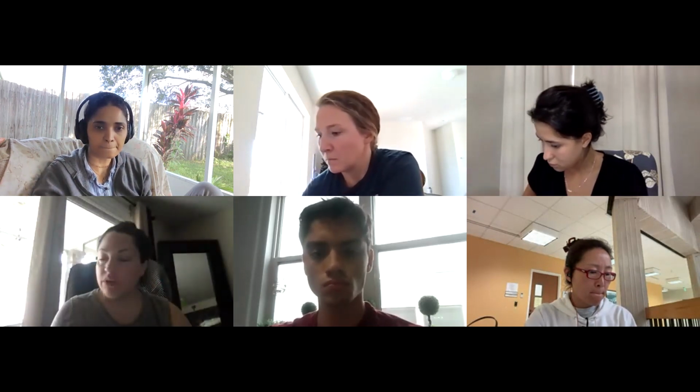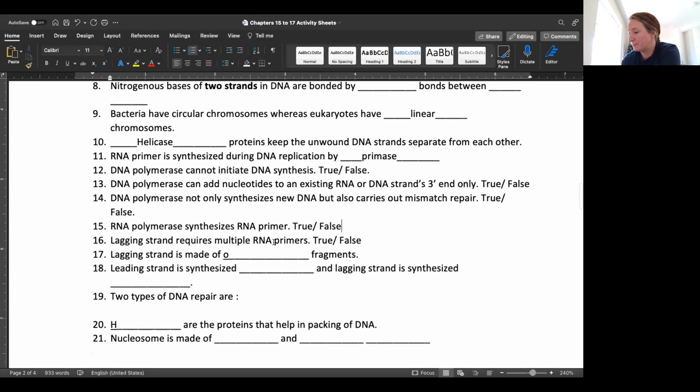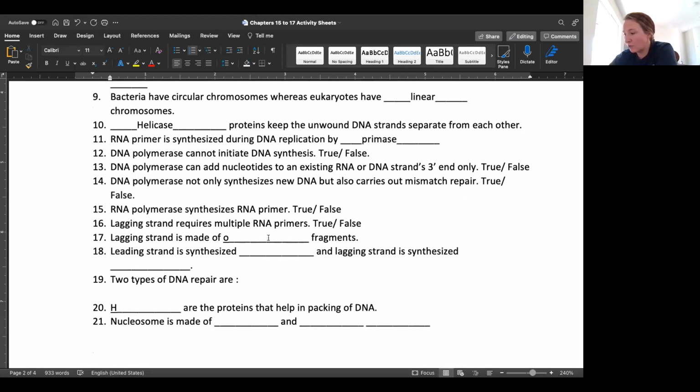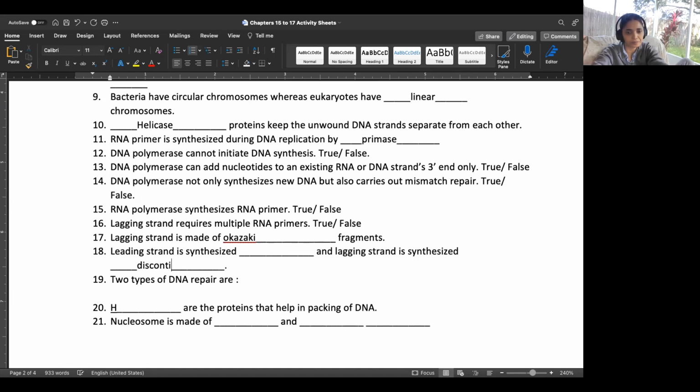Good. Next. Number 16, lagging strand requires multiple RNA primers, and this is true. A lagging strand is made of Okazaki fragments. And then leading strand is synthesized continuously, and lagging strand is synthesized in fragments. Discontinuously. Okay. It's the same thing, but then it just flows together very well, because here you said continuously. The second blank, you will say discontinuously. It's just easy to memorize. Okay.